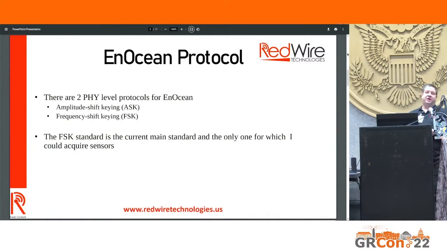So for the actual protocol, there are two basic protocols. There's the original one, which is simple ASK or OOK. And then they have a 120 kilohertz FSK. I've only implemented the FSK because I can't find any ASK devices. They were all only sold in Europe, and they have now moved on to their new standards, so you can hardly find any of the old devices from that aspect.